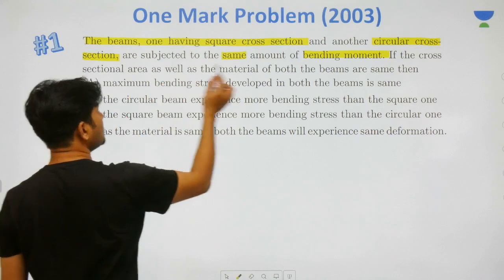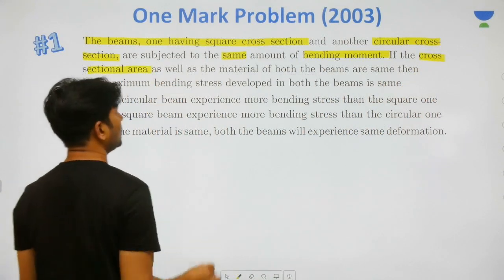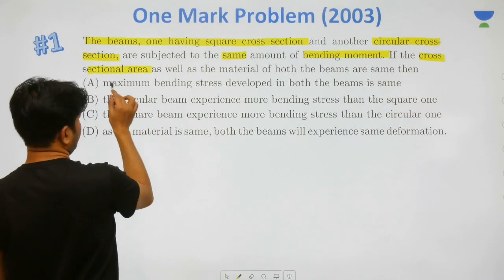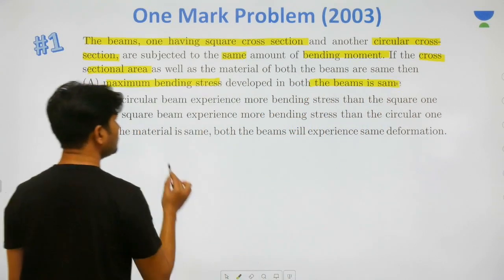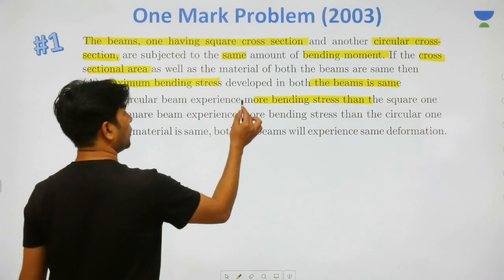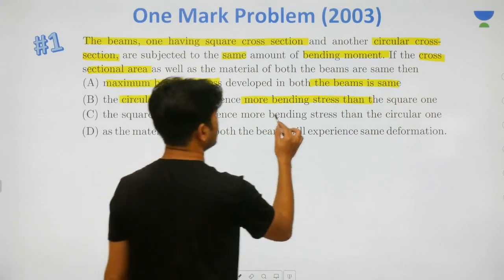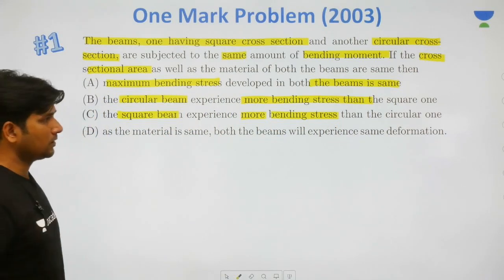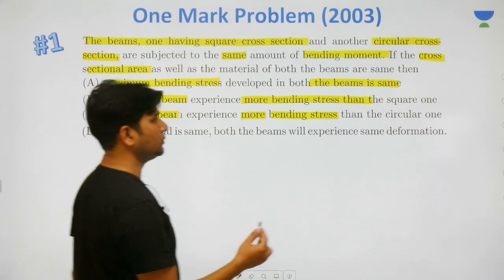Now if the cross-sectional area is equal, then they are asking whether the maximum bending stress will be the same in both the beams, or the maximum bending stress will be more in the circular beam, or the maximum bending stress will be more in the square beam. All right. So these things are given to you.